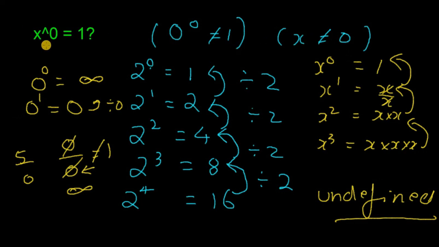0 is an exception for the base. For all the other numbers, no matter if it is a fraction, whole number, or decimal, you always get that number raised to 0 as equal to 1.